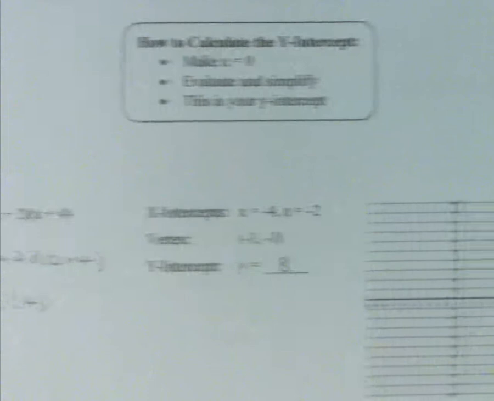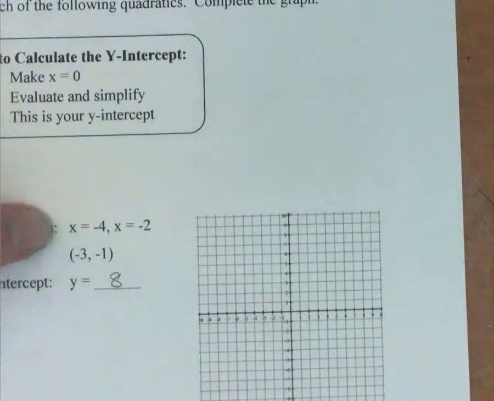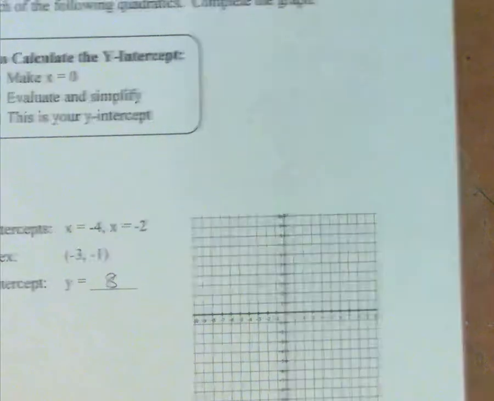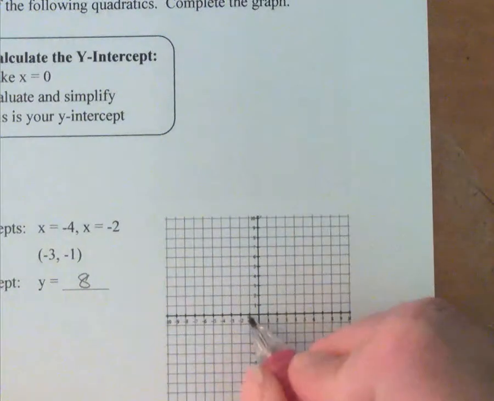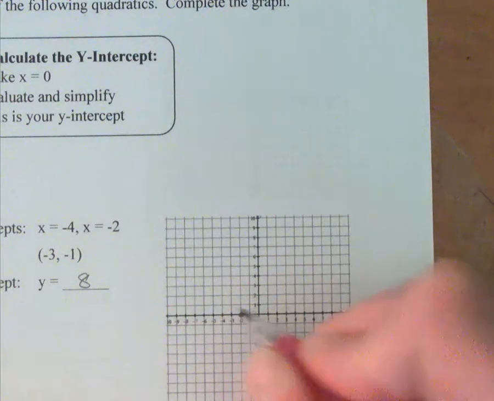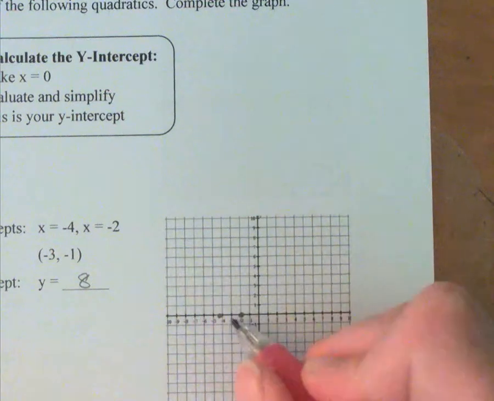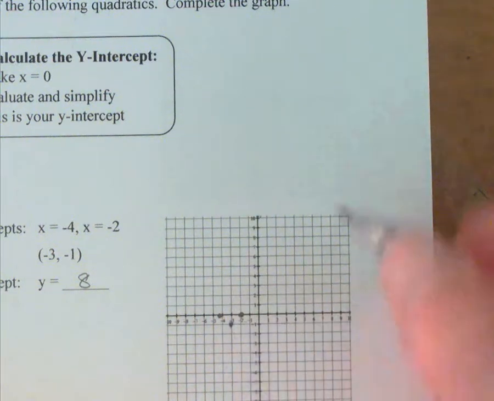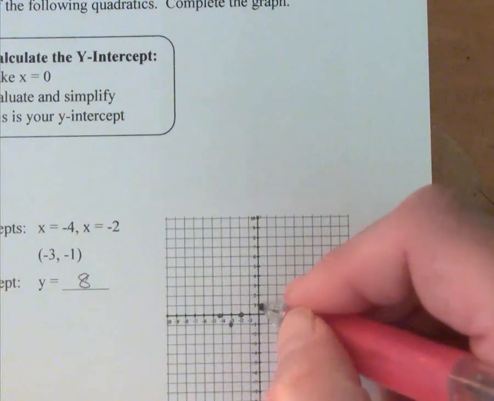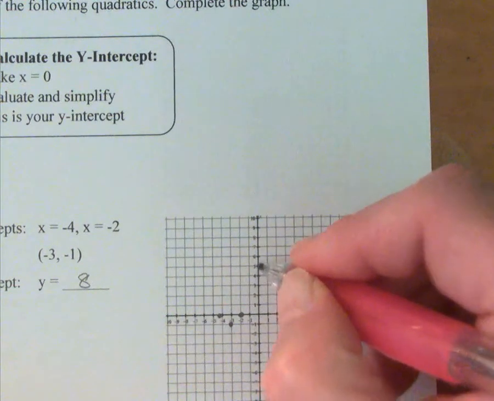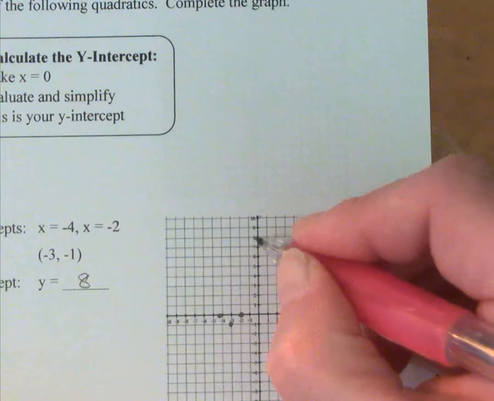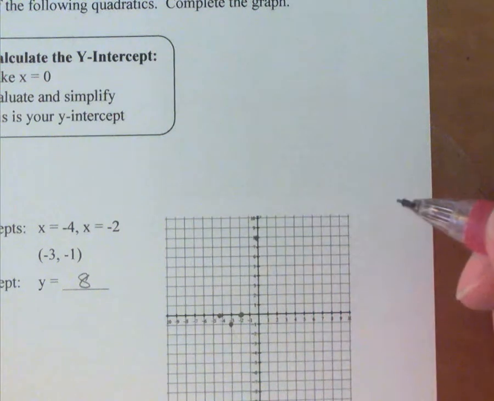So let's graph these. They've given me this time the x-intercepts, the vertex, and the y-intercept. So the x-intercepts are at -2 and -4. The vertex is at -3 and -1. And at 1, 2, 3, 4, 5, 6, 7, 8, there's a y-intercept.